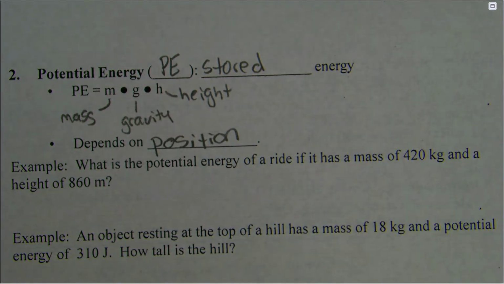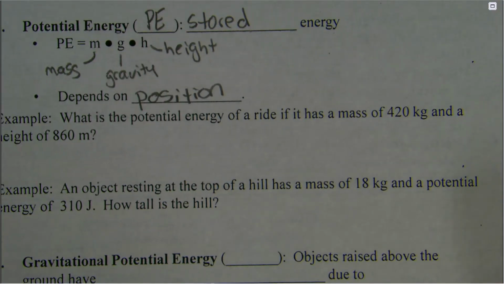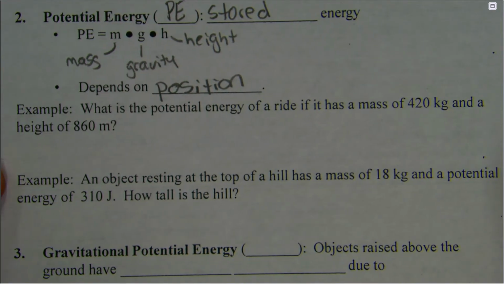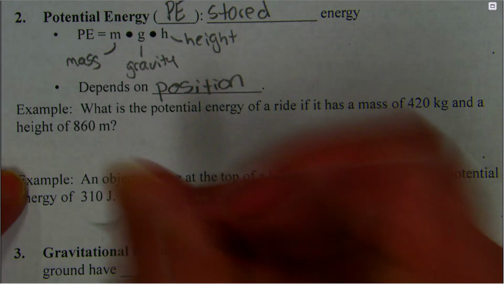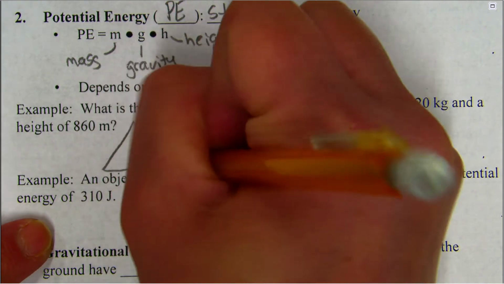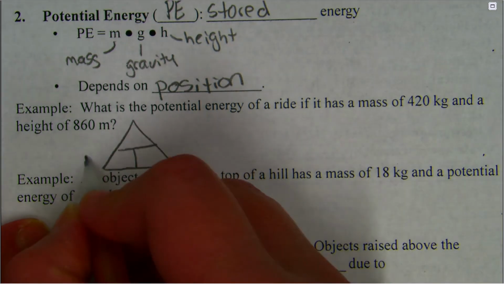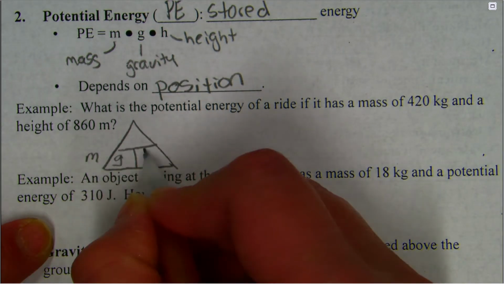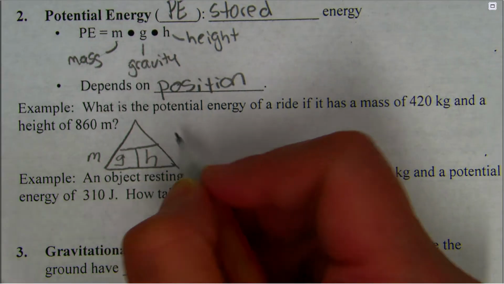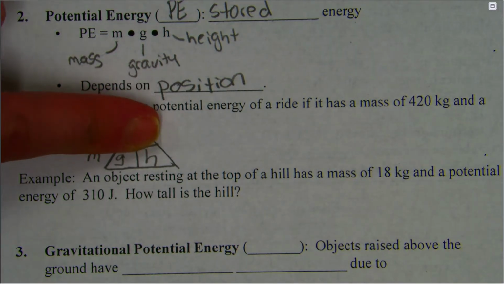So let's do some examples. What is the potential energy of a ride if it has a mass of 420 kilograms and a height of 860 meters? So step one, I have to set up my triangle. I have three parts, so mass, gravity, height, because they're all being multiplied, so potential energy goes in my blank spot up top. So how am I going to find potential energy?